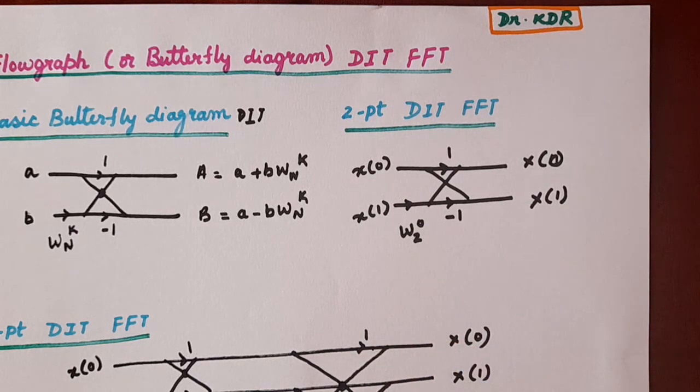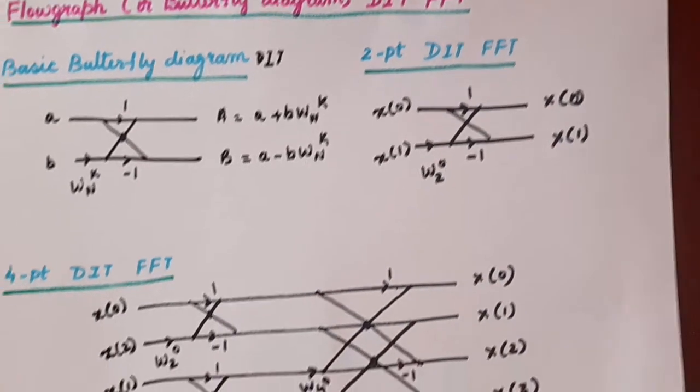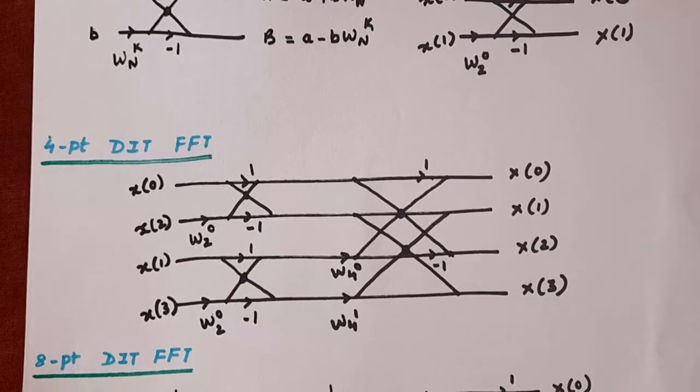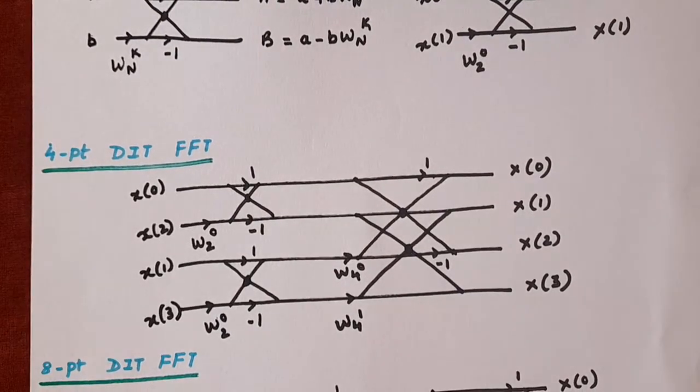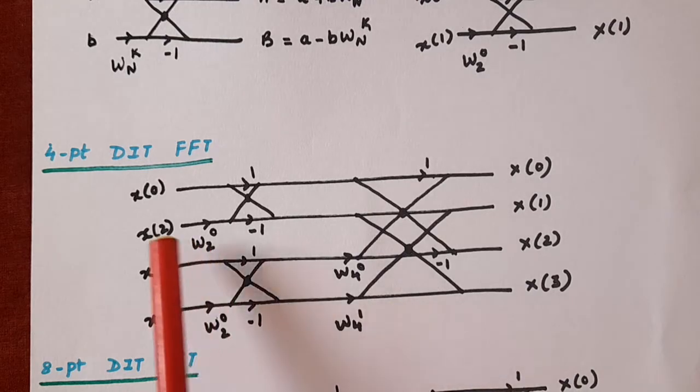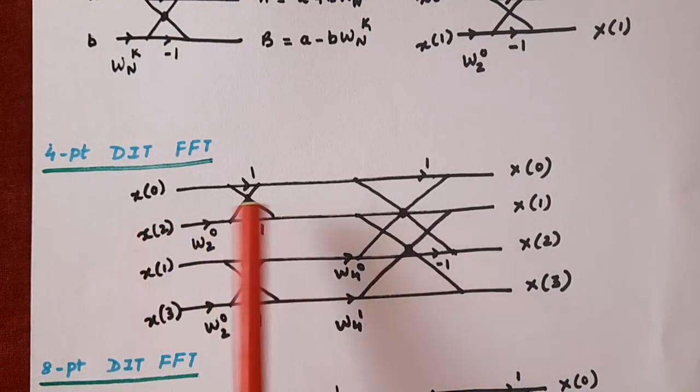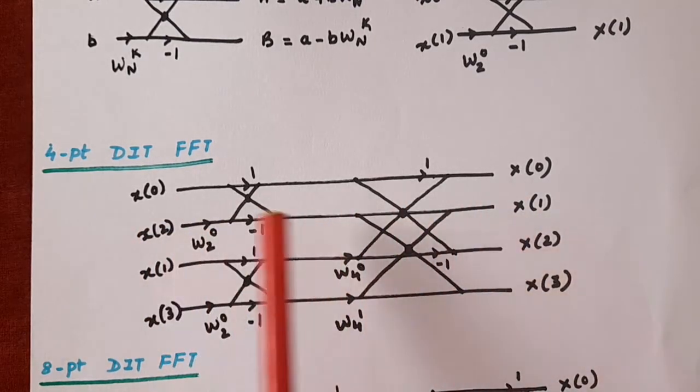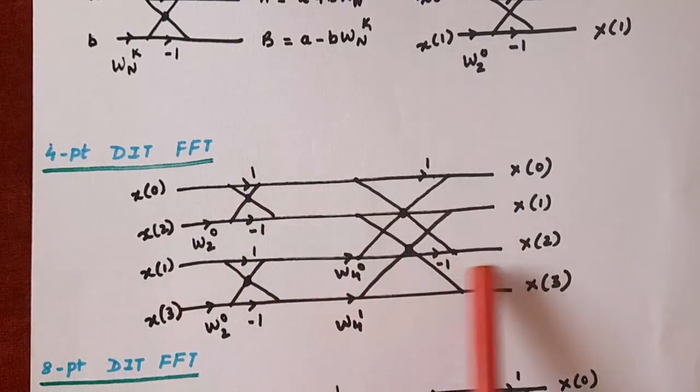Now coming to the 4-point DIT flow graph. What is the other name of flow graph? Butterfly diagram. What are these butterfly diagrams or flow graphs used for? For the computation of DFT and IDFT. So for 4-point we need to draw 4 lines, 1, 2, 3, 4.